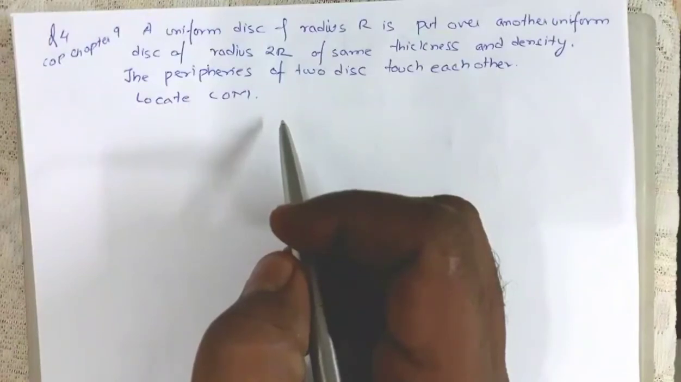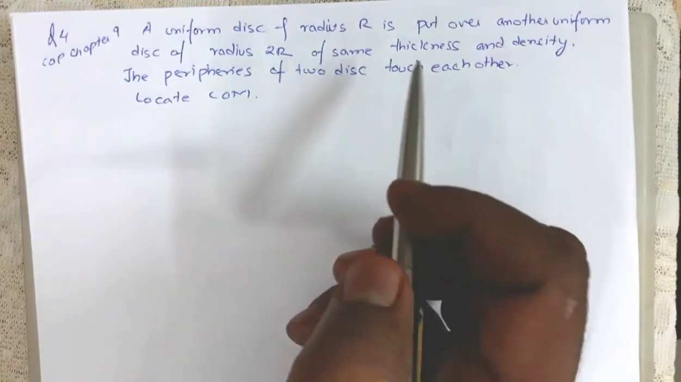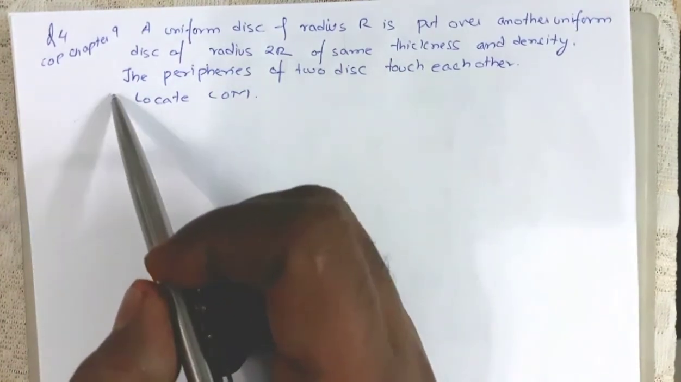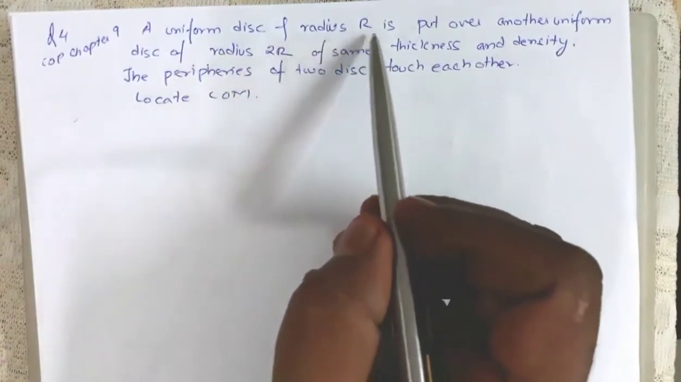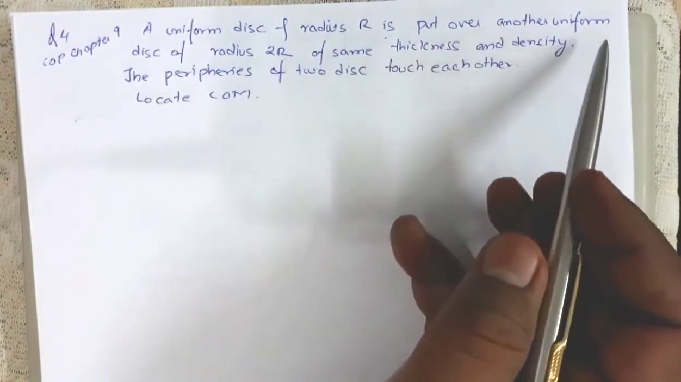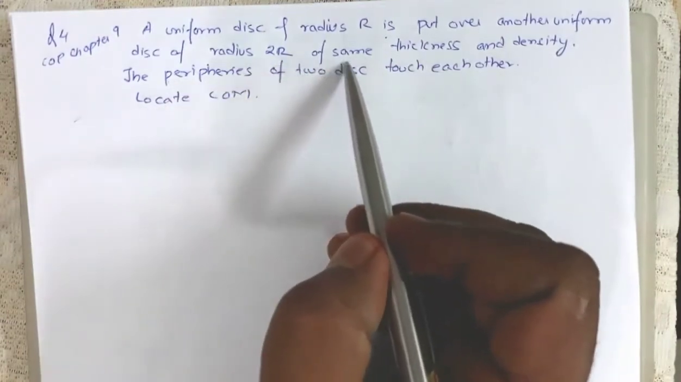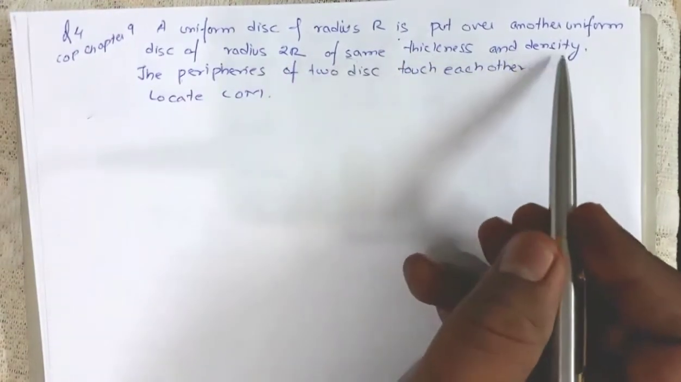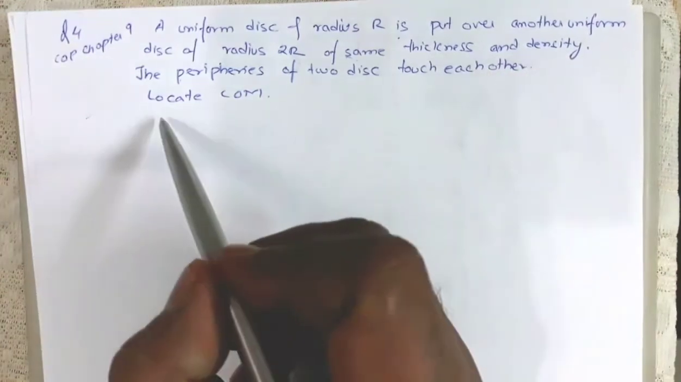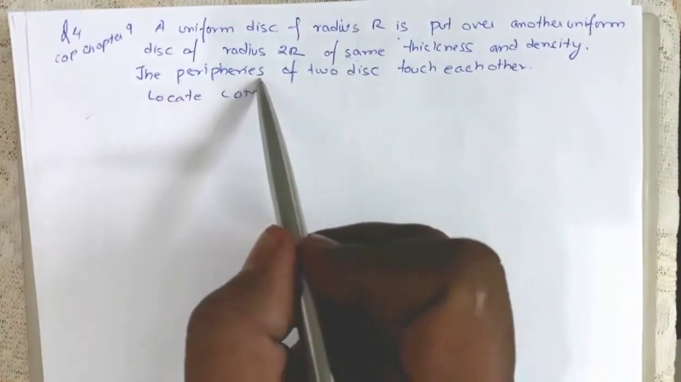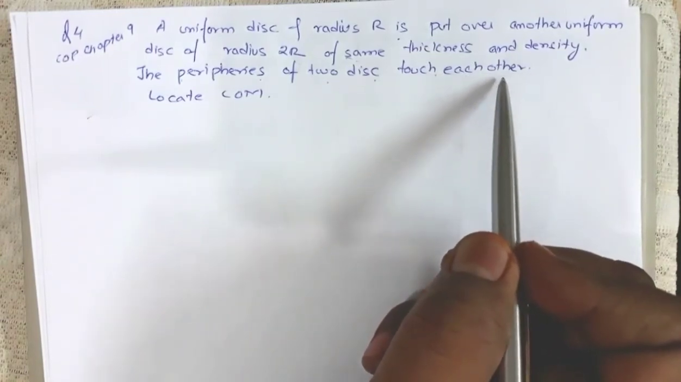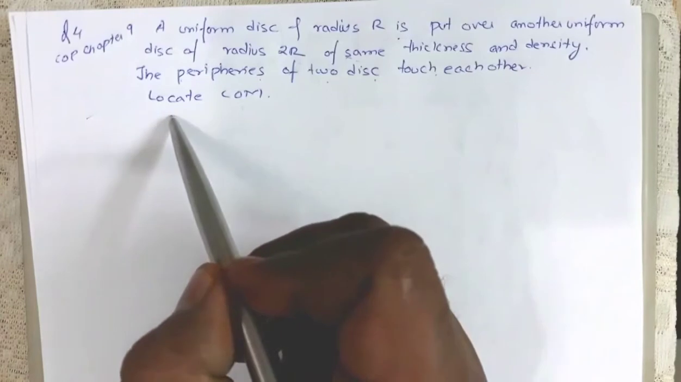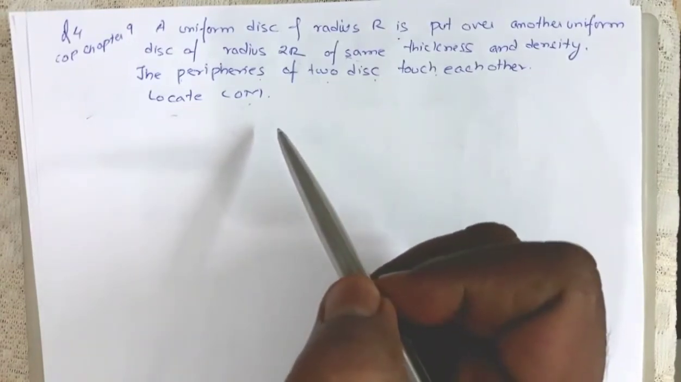So let's solve one question based on the concept of center of mass. This is a simple question from Concept of Physics, chapter 9, question number 4. The question says, if you have a uniform disk of radius r put over another uniform disk of radius twice r, of the same thickness and density. The peripheries of the two disks touch each other, that is, the edges touch each other, and the goal is to locate the center of mass.